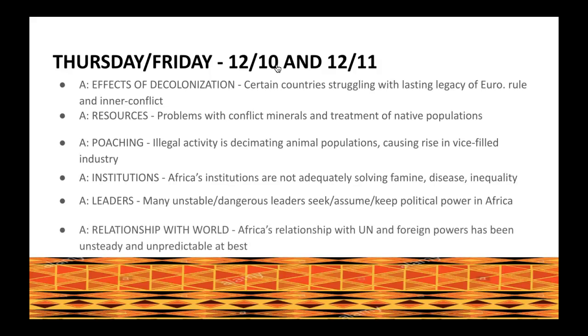And here's the last thing in terms of Africa and the world today: the relationship with the world in many ways is interesting and sometimes a little bit heated and unstable. Africa's relationship with the UN specifically and foreign powers has been unsteady and unpredictable at best. A great example is how the UN has acted as a peacekeeping force in genocide in Africa. In many ways, they didn't actually act or do anything to solve or curtail those problems. And foreign powers today are both helping but also hurting Africa, for reasons that we'll discover more in this lesson. So there you guys have it.